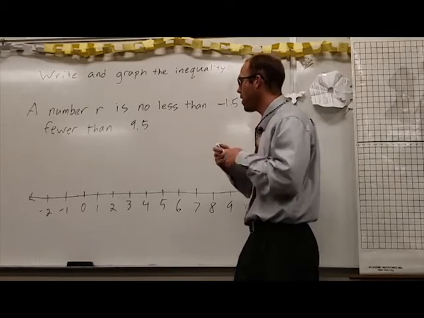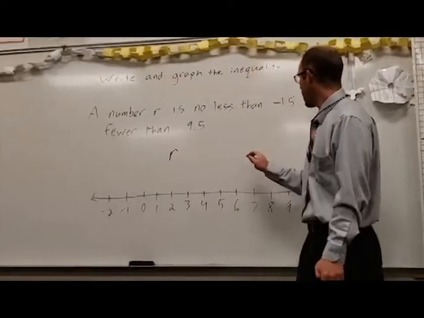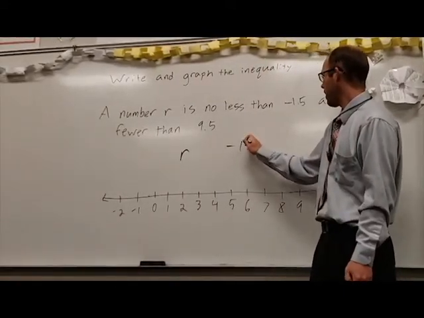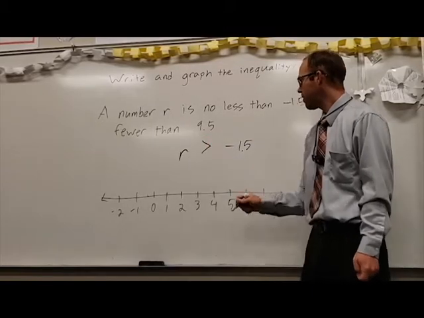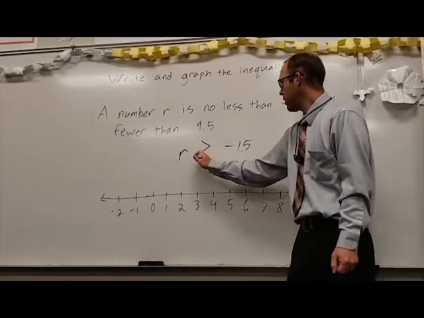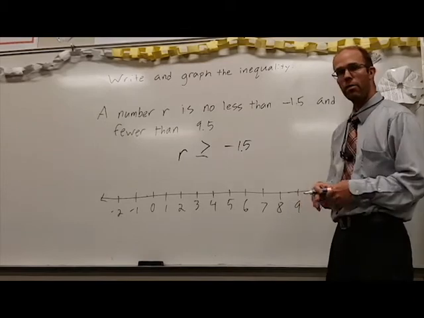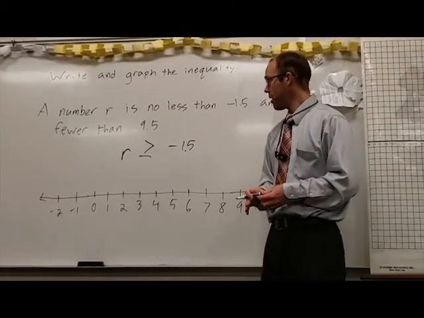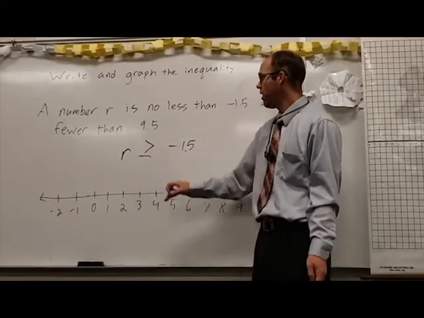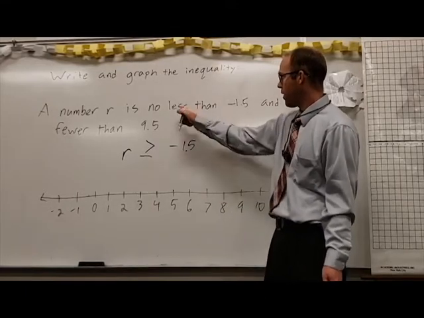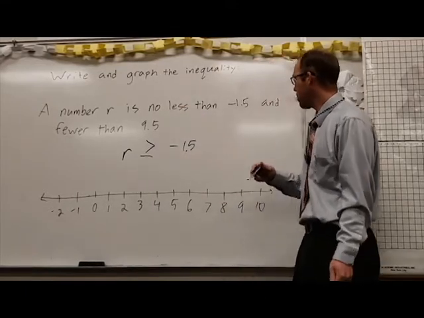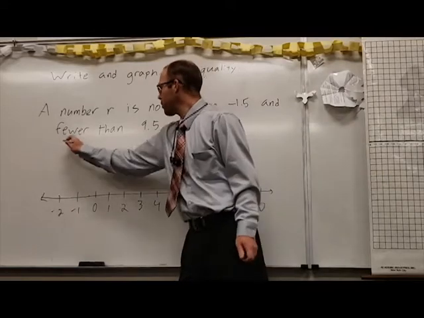If r is not less than negative 1.5, it could be greater than. It also could be equal to negative 1.5. That would make it so it is not less than negative 1.5. So there is our inequality for the phrase r is no less than negative 1.5, and fewer than 9.5.